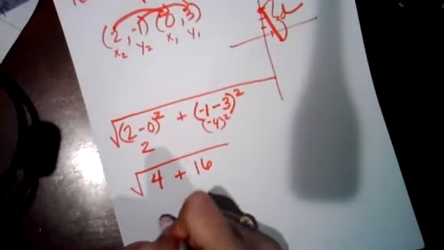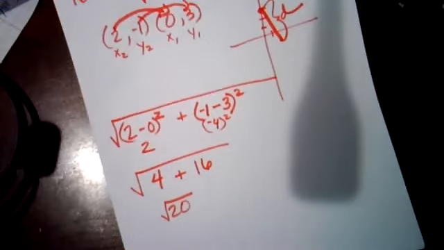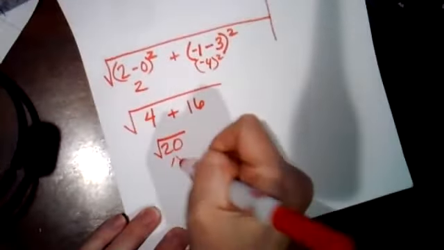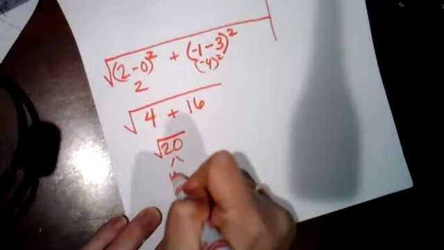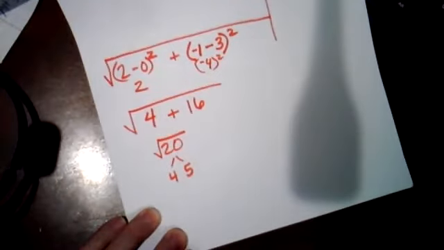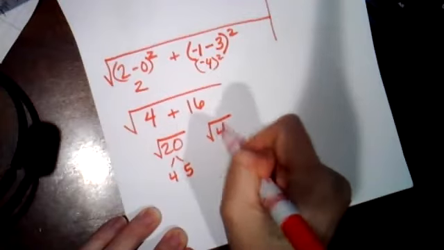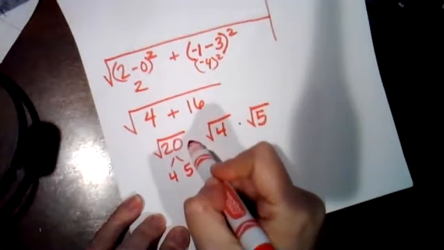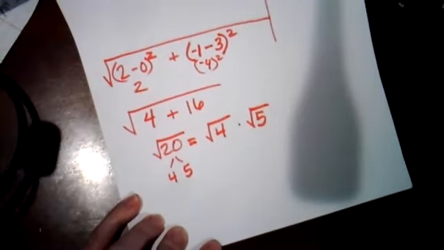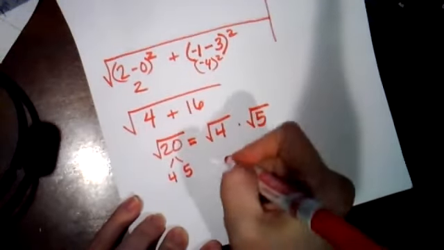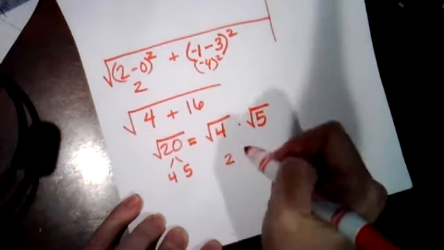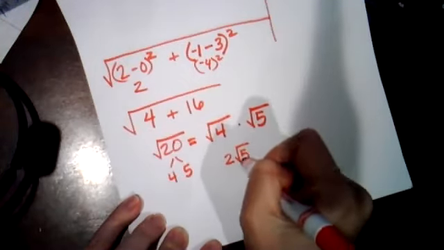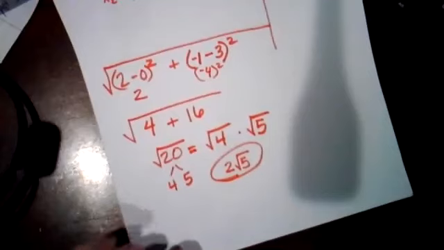Then we have the square root of 20. Hopefully you see right in here we have a perfect square. What's my perfect square? 4. I want you to see this, because those of you who are still not getting this really need to understand it. What's the square root of 4? Well, it's 2. What's the square root of 5? Well, I don't know. It's not a round number. It's a very irrational number.